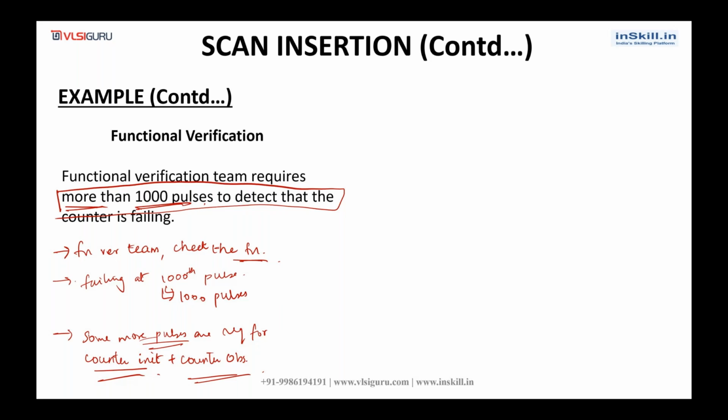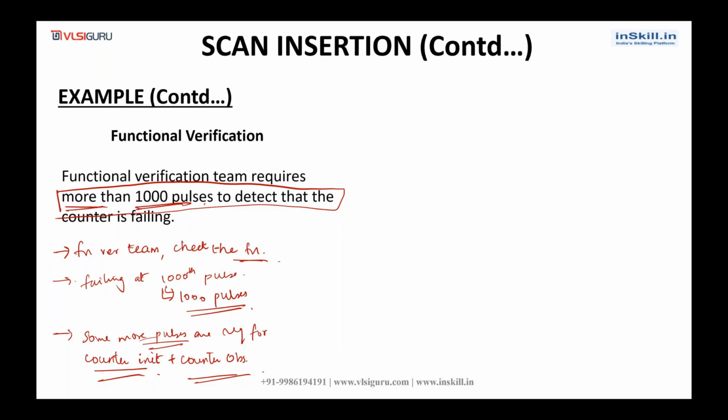The functional verification team checks for the functionality. The counter is failing at the 1000th pulse, where instead of counting 1000, it is again counting 999. So 1000 pulses are required for this itself. Pulses are also required for counter initialization, to bring the counter to the initial state, and for counter observation, where the output of the counter is given to some register and the register is read. So altogether, the functional verification team requires more than 1000 clock pulses to tell that the counter is failing.